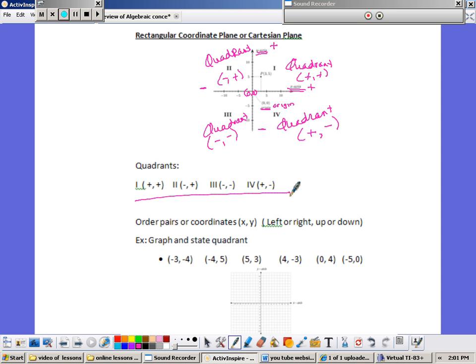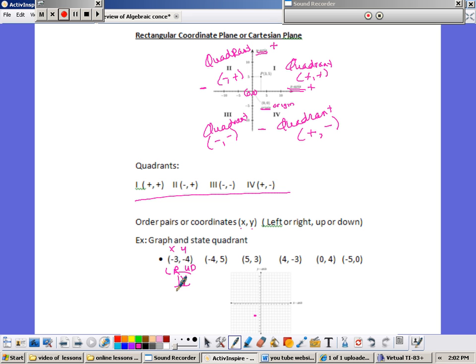So I'm supposed to graph and state what quadrant they're in. Now remember, it's always x first and then y, just like the alphabet. So here's my x, here's my y. The x tells me to go left or right. Since it's negative, I go left 3, and the y tells me to go up or down, and since it's negative, I go down 4. Over 3 and down 1, 2, 3, 4.